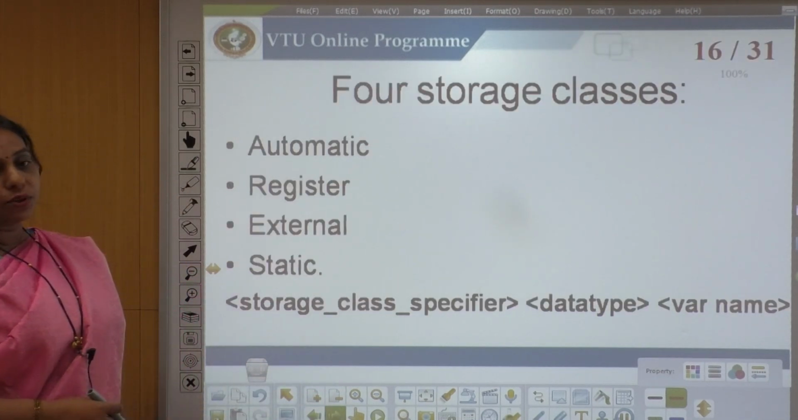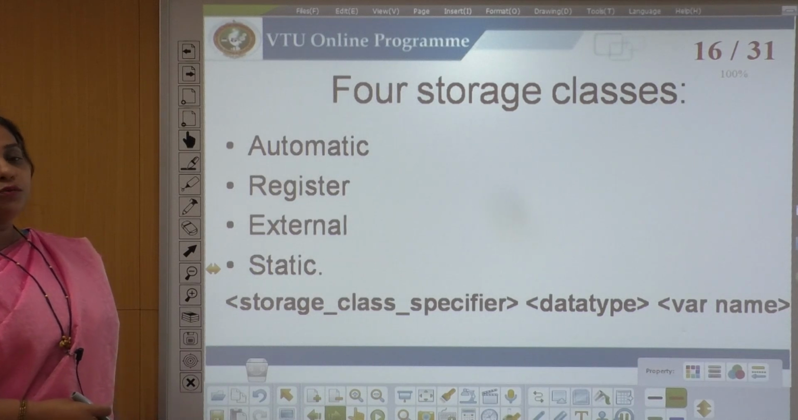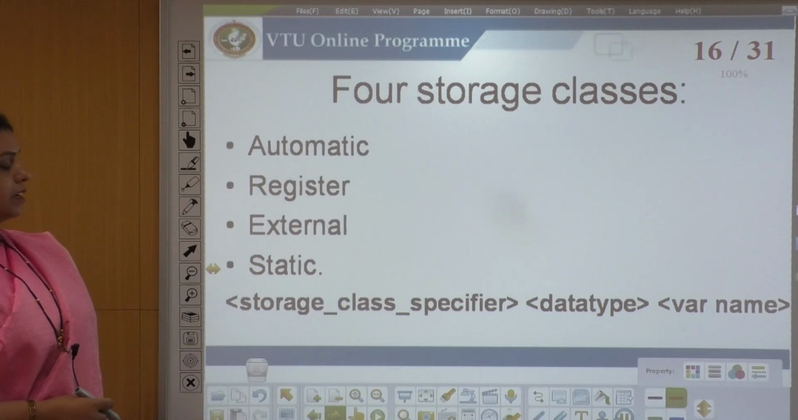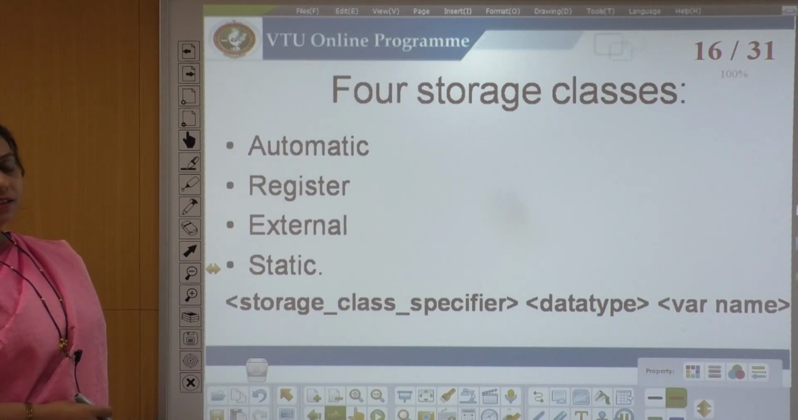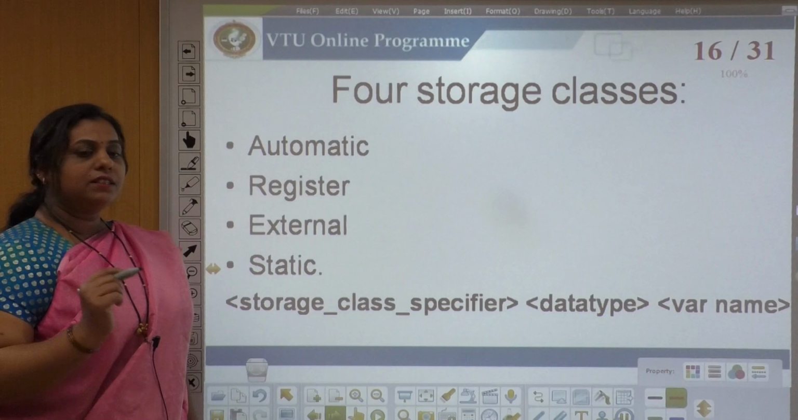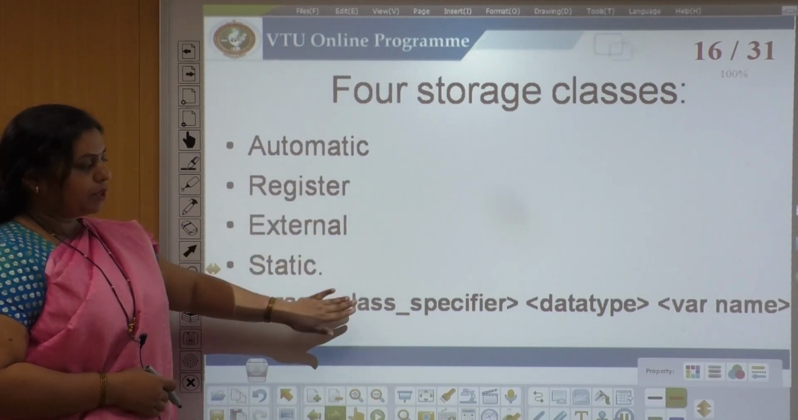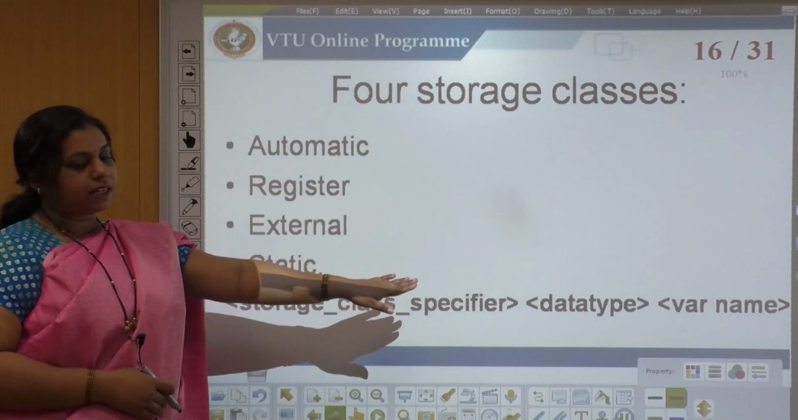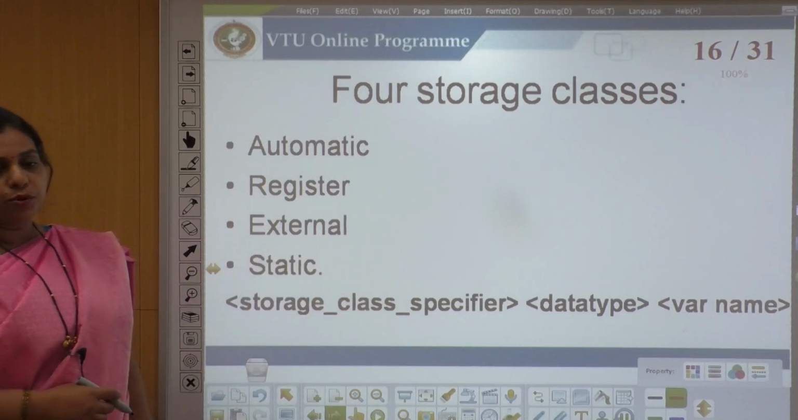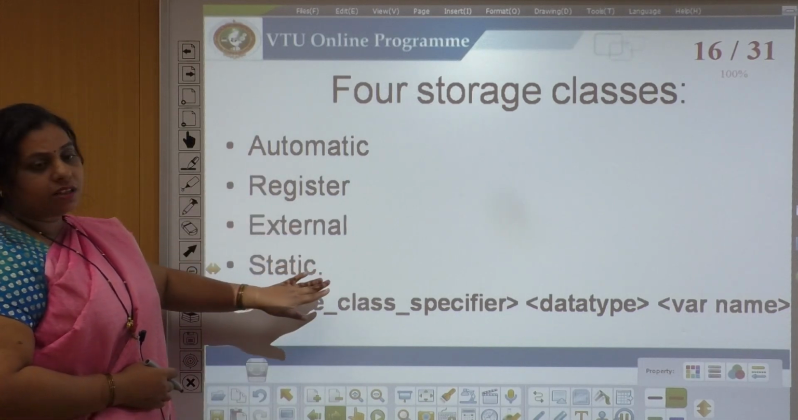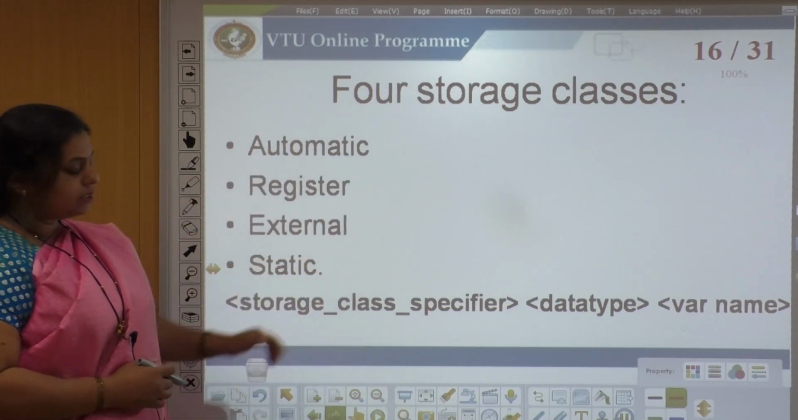Next are the storage classes. There are mainly 4 storage classes. They are automatic, register, external and static. Whenever we are declaring a variable, we can mention which storage class it belongs to, what its data type is and what the name of the variable is. Let us see the meaning of these four storage classes.